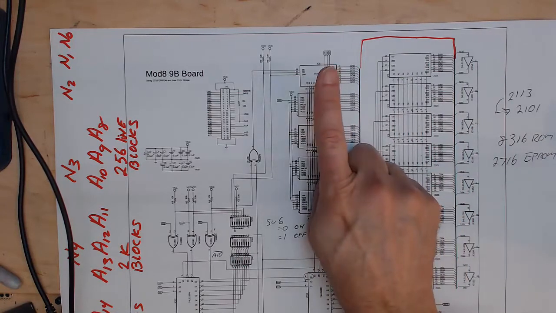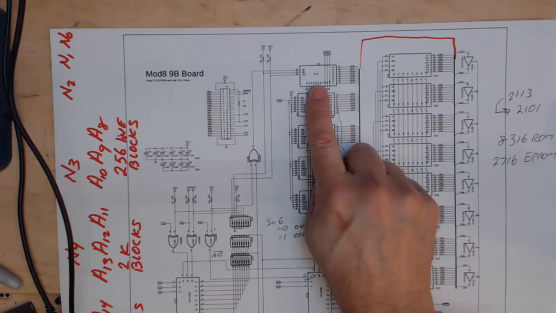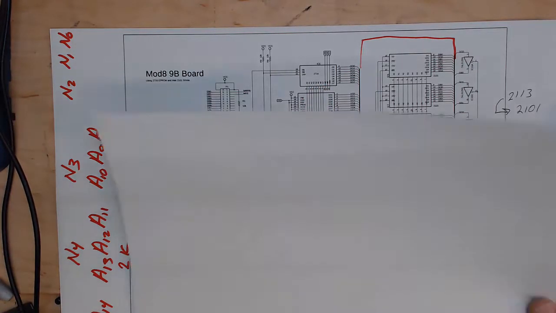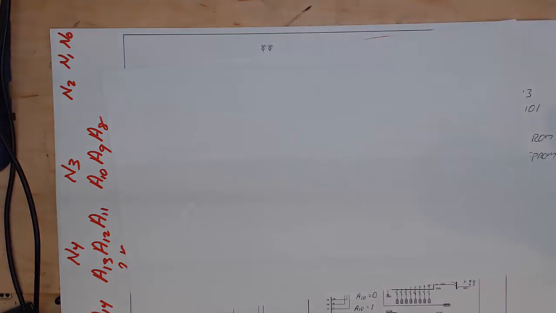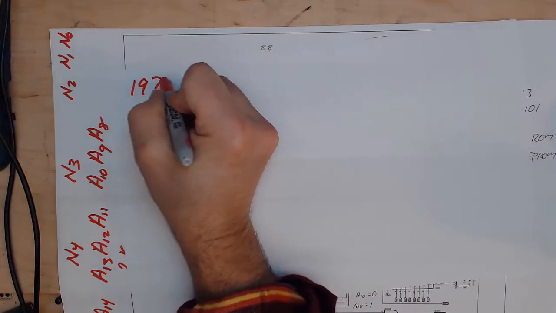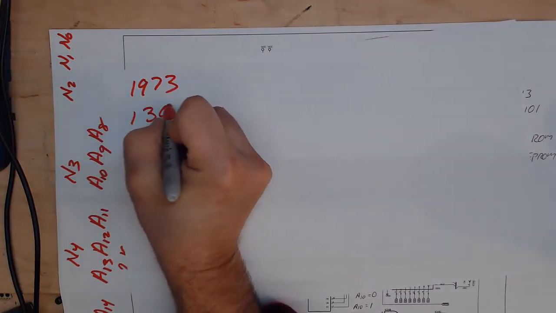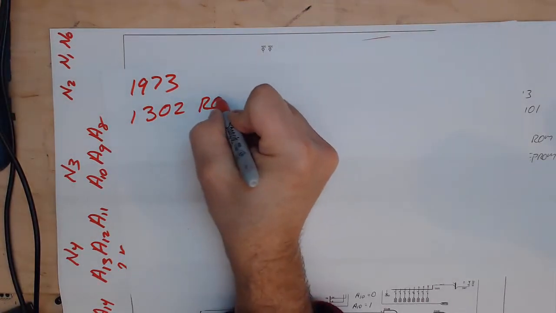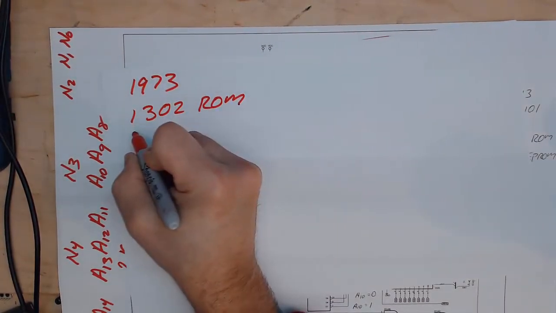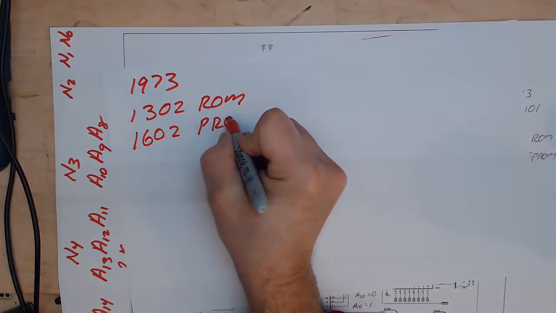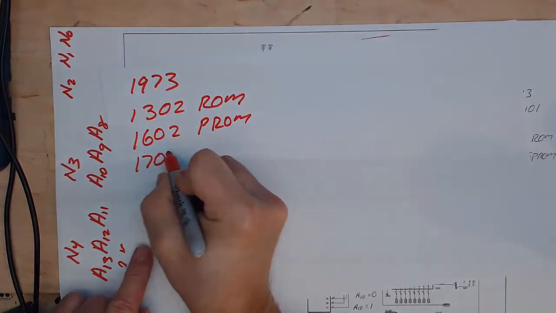Now let's look at this 8316, because that's a bit of a story. This is going to be a 2-minute aside that I hope you find interesting. What we're going to do is let's go back and look at where memory was in the 70s. So let's go to 1973. And in 1973, we had the 1302 ROM. We had the 1602 PROM. And we had the 1702 EPROM.